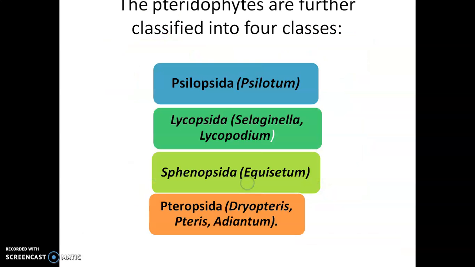Okay, children. Then the pteridophytes are further classified into four classes: Psilopsida, Lycopsida, Sphenopsida and Pteropsida. Psilotum is an example for Psilopsida, Selaginella and Lycopodium are examples for Lycopsida, Equisetum is an example for Sphenopsida, and Pteris and Adiantum are examples for Pteropsida. You just study the names of the classes. Okay, no need to explain the characteristics of them. So I hope you understood the division pteridophytes.